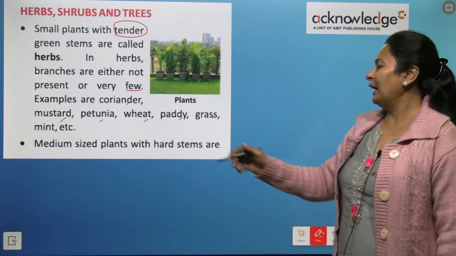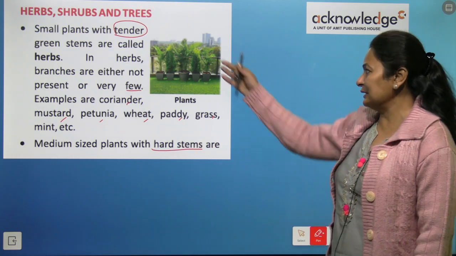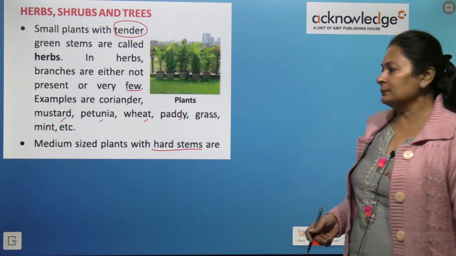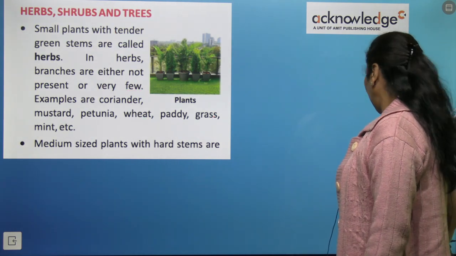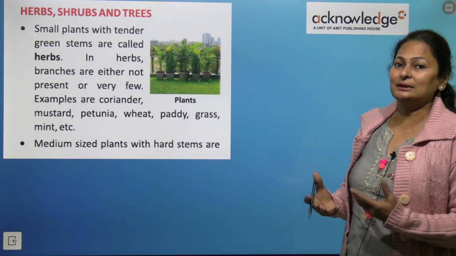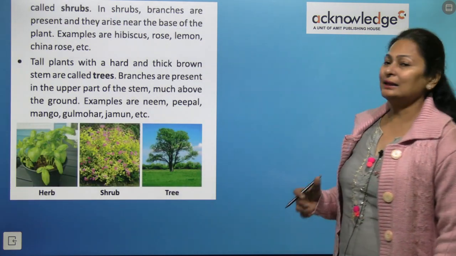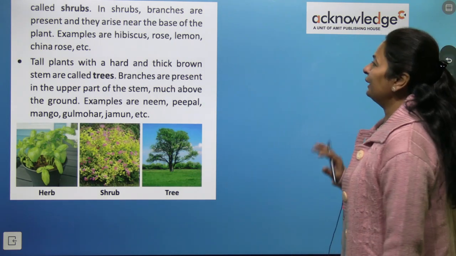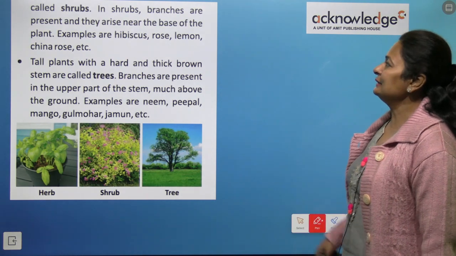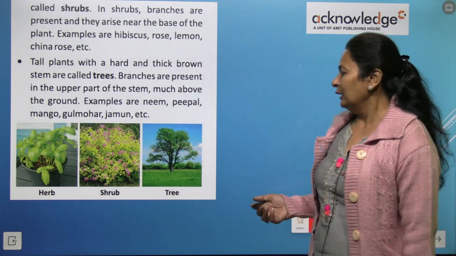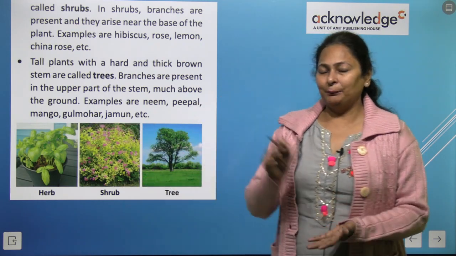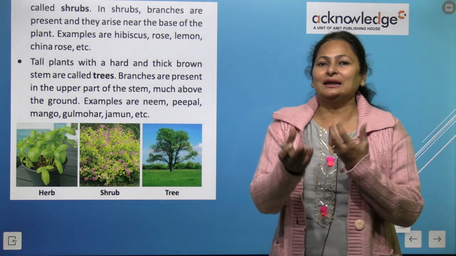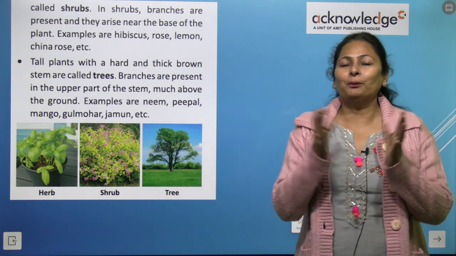Now, medium-sized plants with hard stems. Herbs are small plants, kids. Now we are talking about shrubs, and shrubs are medium-sized plants that have hard stems. Branches are present and they arise near the base of the plant. You can see in the shrub, which is medium in size, that the branches grow near the base, near the ground, and you will see so many branches.